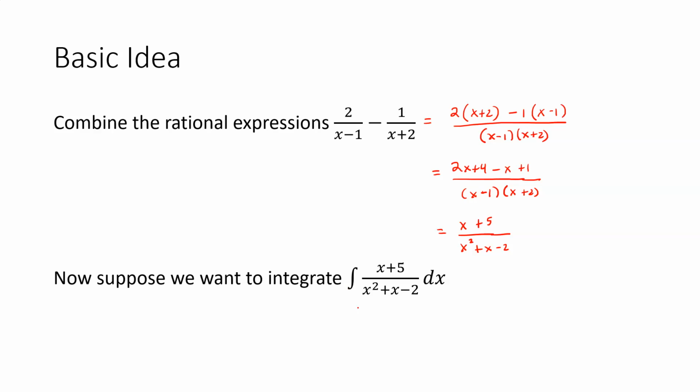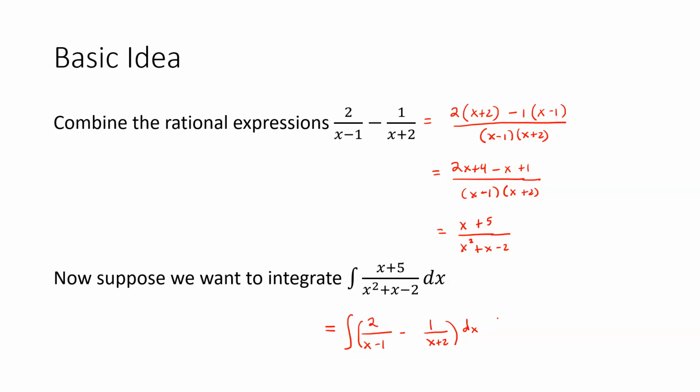And now suppose I wanted to integrate this function x plus 5 over x squared plus x minus 2. As it is, perhaps it's not obvious what its antiderivative is. But if we notice that what we did here showed that this expression is in fact equivalent to the one that we started with, so the integral of x plus 5 over x squared plus x minus 2 is equal to the integral of 2 over x minus 1 minus 1 over x plus 2. This is in fact much easier to integrate because each of these is a simpler function to integrate.